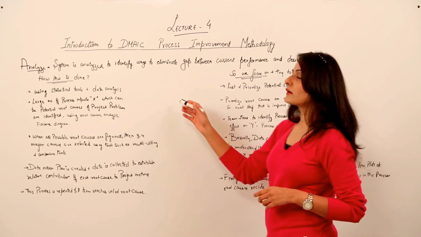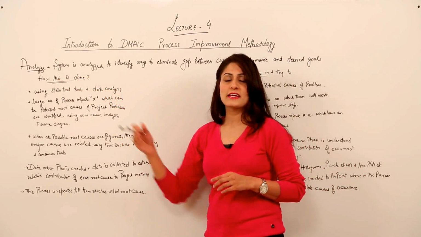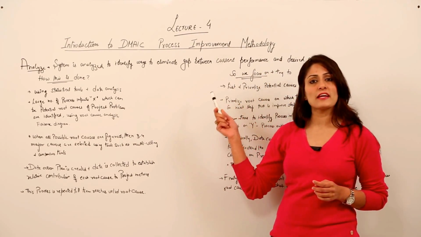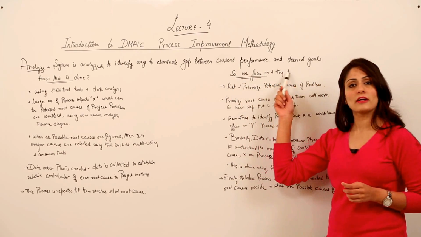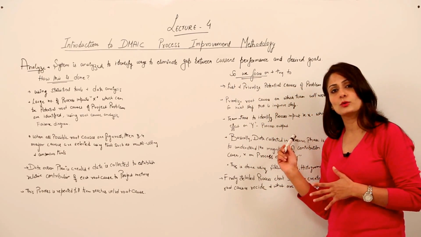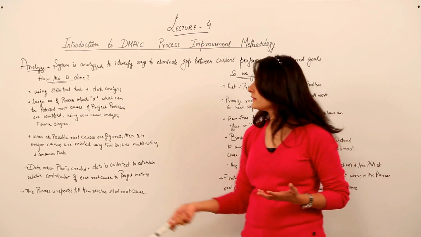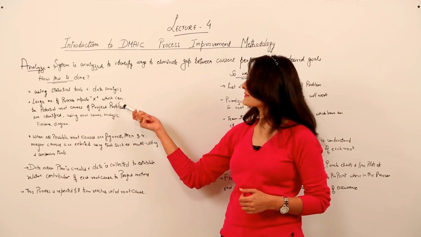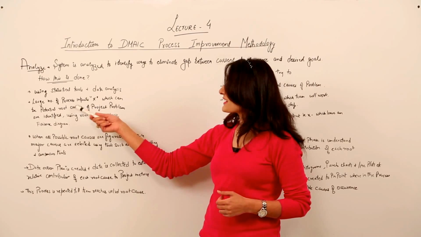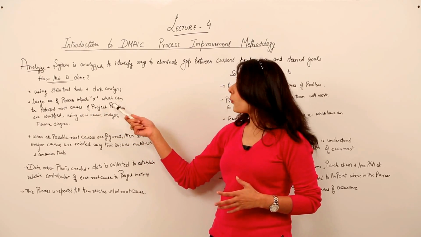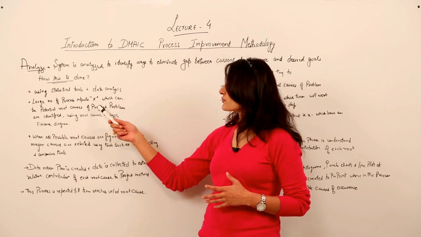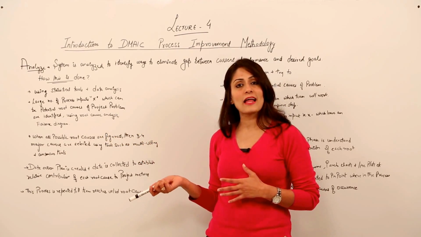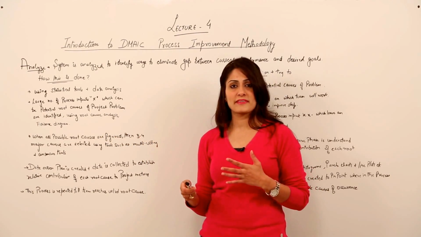Let's begin with the third phase, which is the analyze phase. In this phase, the system is analyzed to identify ways to eliminate the gap between the current performance and the desired goals. How is this done? This is done using statistical tools and data analysis. A large number of process inputs X, which can be potential root causes of the project problem, are identified using root cause analysis, fishbone diagram, etc.